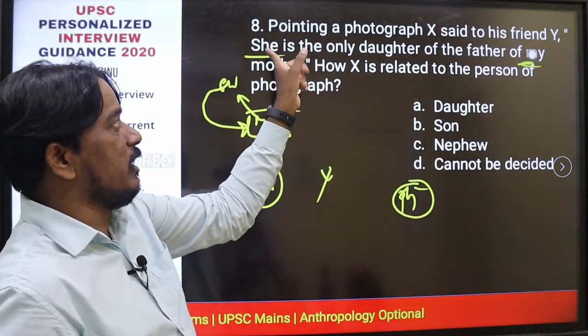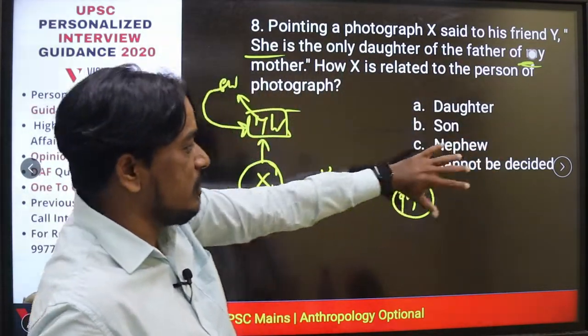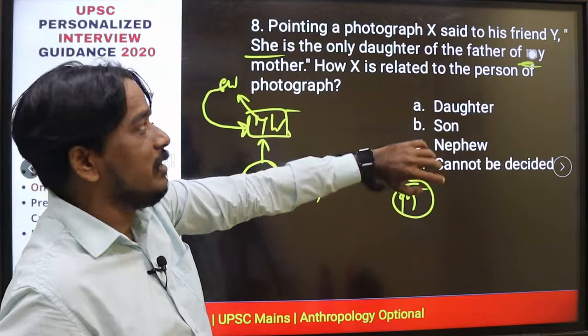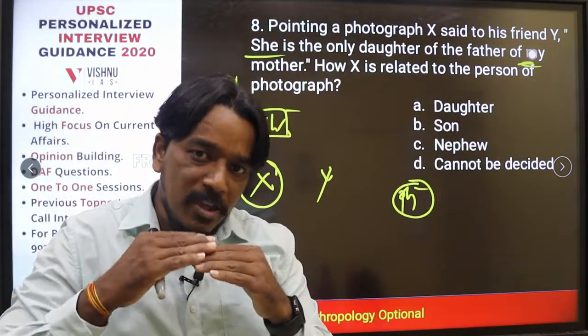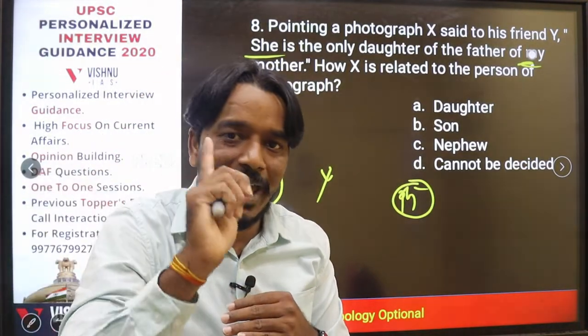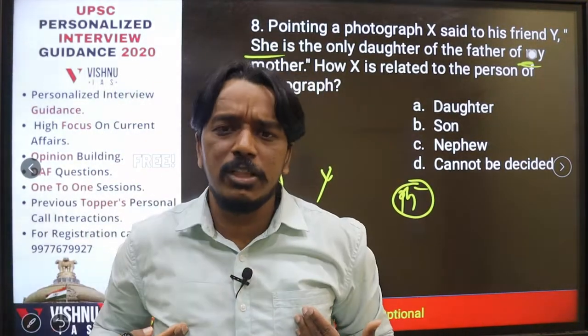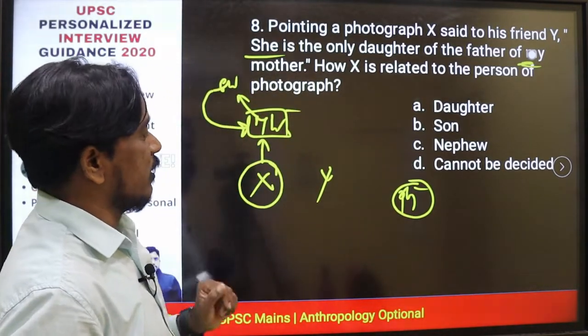So once again, particularly observe here, from here to here, she is the only daughter. That means in the photograph, whatever person we are talking about, that person is the only daughter of the father of my mother. My mother's father is my grandfather. That means my grandfather has only one daughter, that is my mother only. Clear? So obviously my mother we can take here particularly.